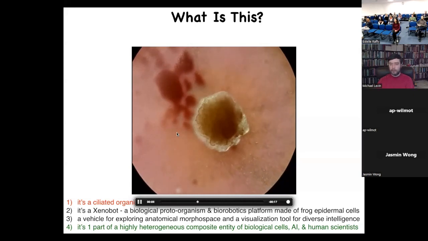But I think even more interestingly, it's a kind of vehicle for exploring anatomical morphospace. I see it as a tool, as a kind of telescope or periscope that allows you to peer into another space that we normally don't see at all. And it's a kind of visualization tool for diverse intelligence. And what I'm going to argue even more in this talk is that it's actually just one part of a highly heterogeneous composite entity, which consists of these biological cells, but also an AI, and also at least 4 human scientists. And so I think that's the right way to think about a Xenobot. Actually, it is not just this thing, but this composite entity.